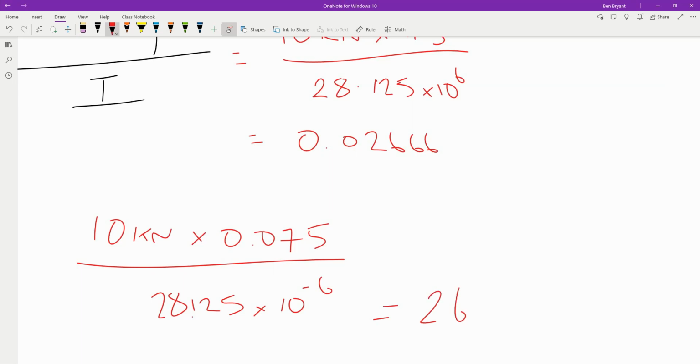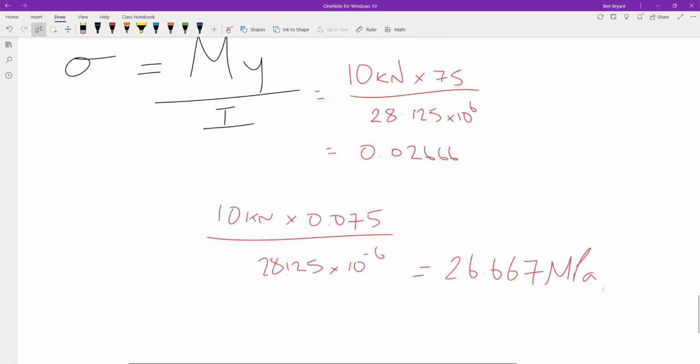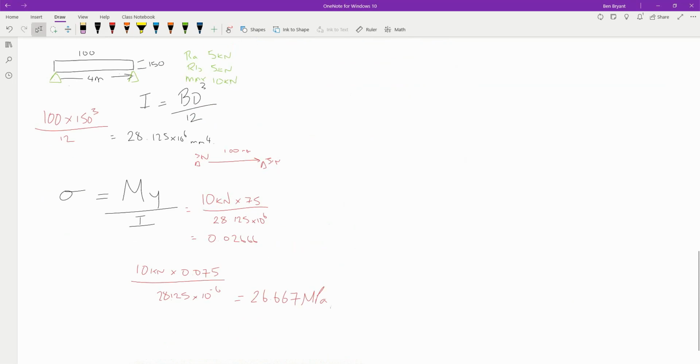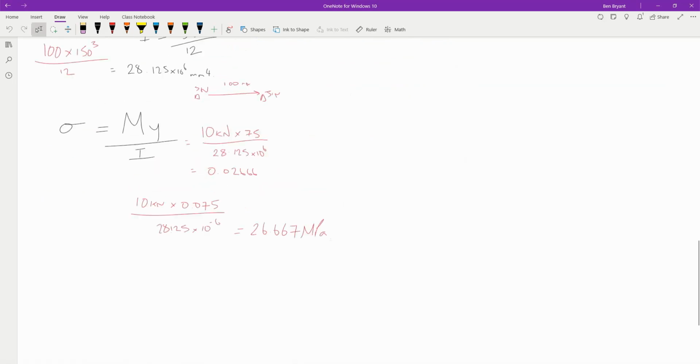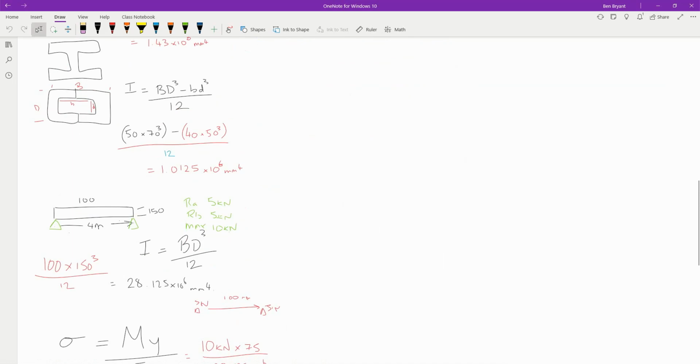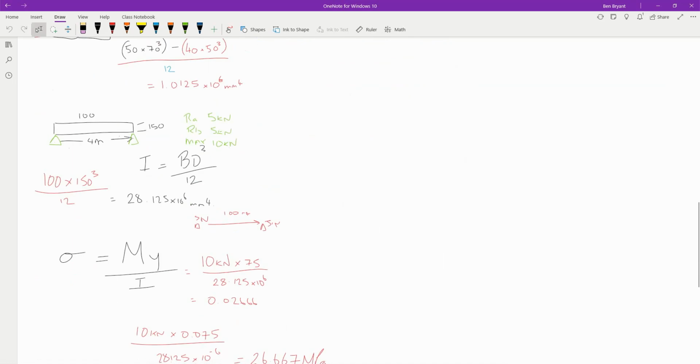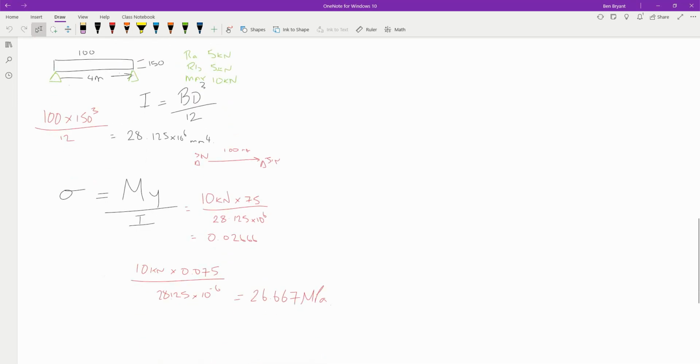This will give you 26.667 megapascals. So you need to convert to meters to really get a nicer answer. That's just how you can quickly work out, again, two quick ways to solve a second moment of area, but actually turn your second moment of area and put on a stress, and work out the overall stress from the moment. Then that beam holds 26.667 megapascals.